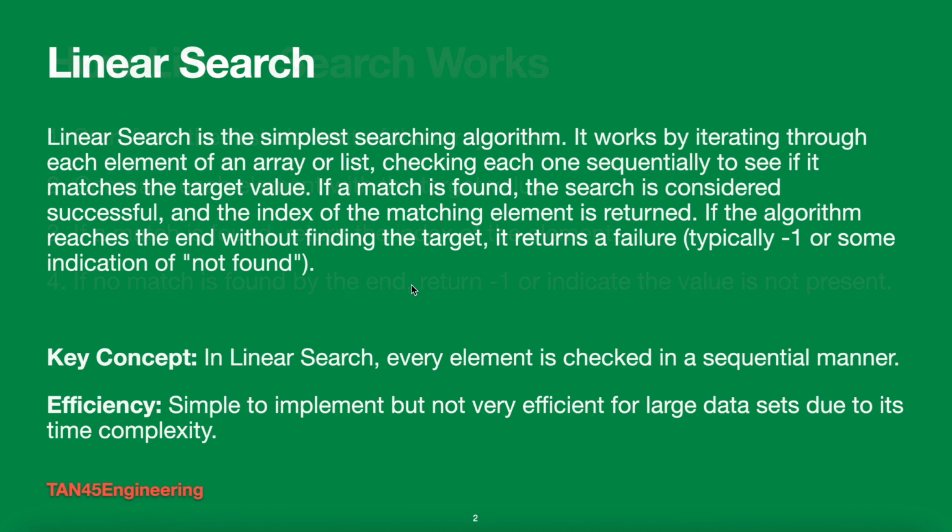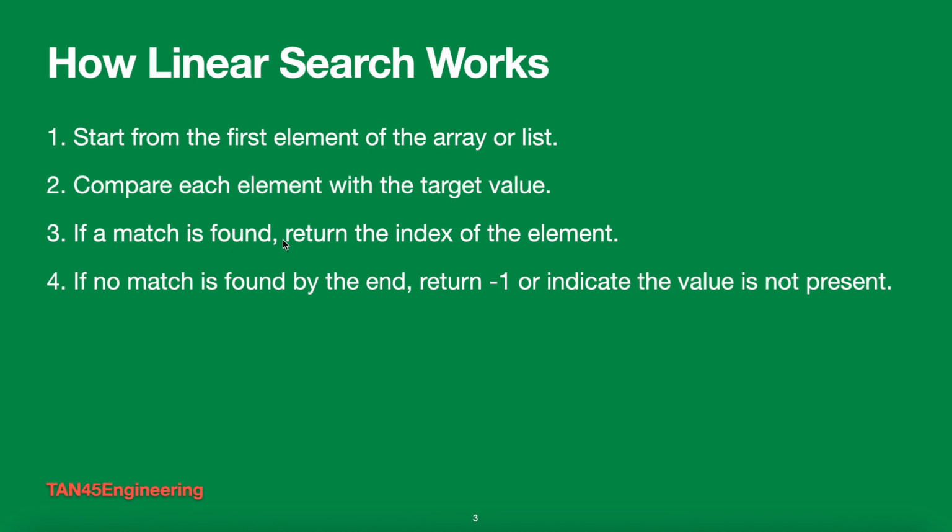Okay, so let's see how the linear search works. You start from the first element of the array or list and compare each element with the target value. If a match is found, return the index of the element. If no match is found, return -1 or indicate the value is not present.